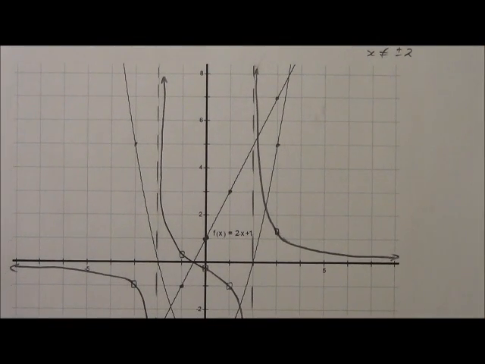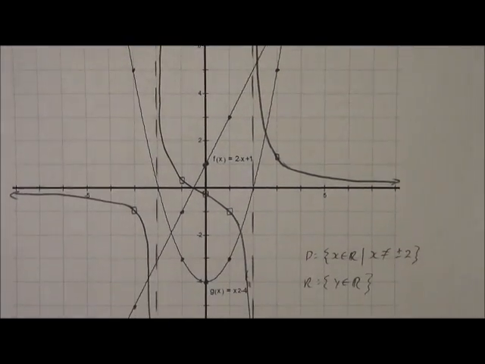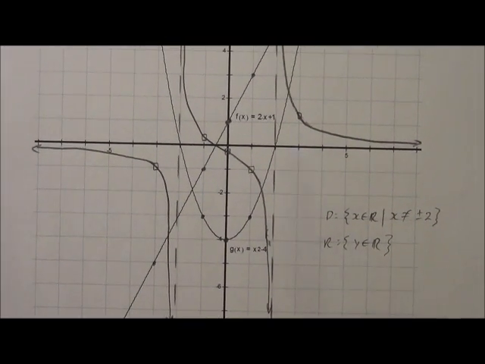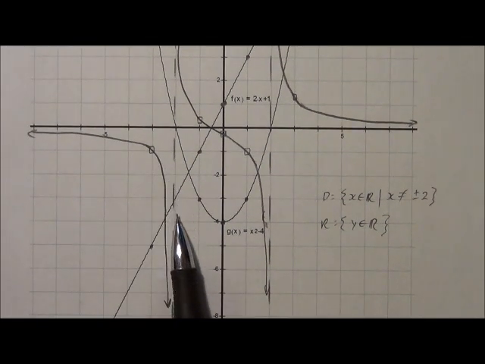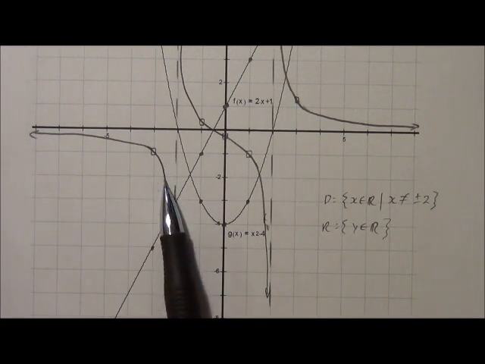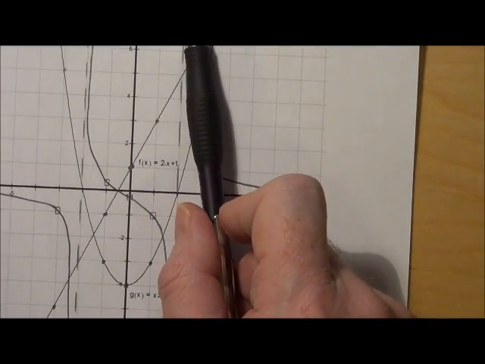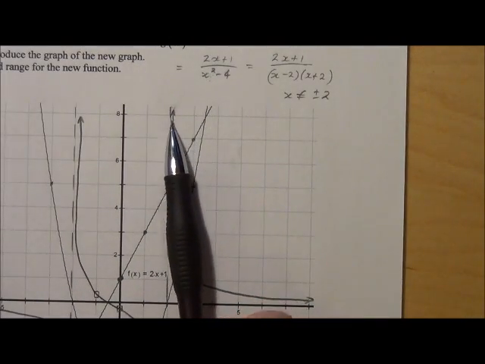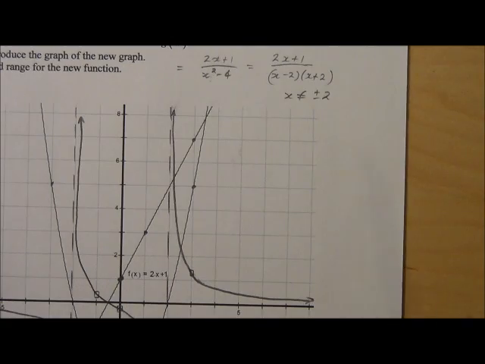Okay, now you've drawn your own graph. Just verify that your graph looks similar to mine. We've got 3 branches to this graph. One of them is over here on the left, and it is below the horizontal asymptote of y equals 0, and to the left of this vertical asymptote at x equals negative 2. The right-hand branch is to the right of the vertical asymptote at x equals 2 and above the horizontal asymptote of y equals 0.